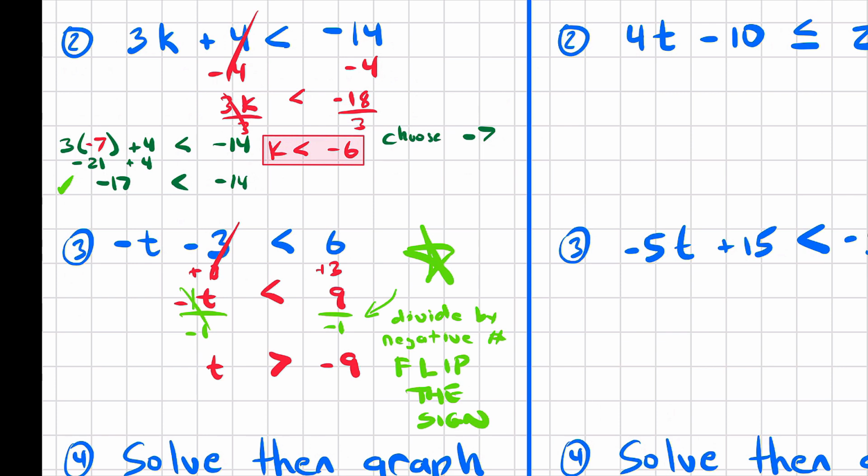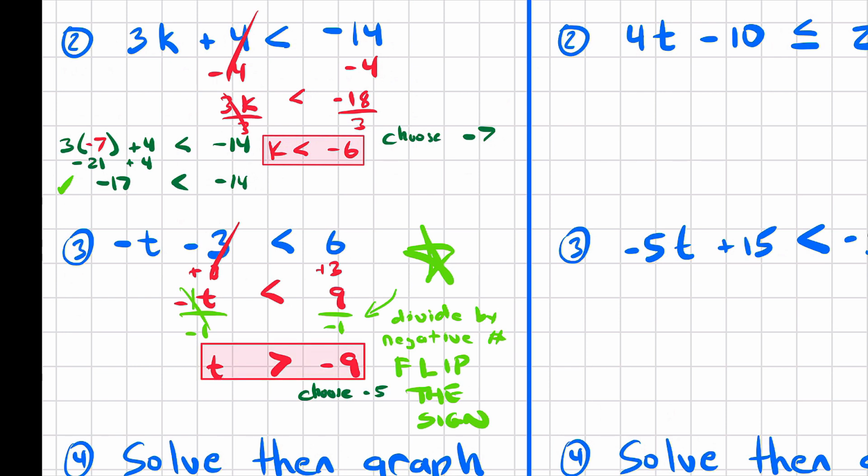Well, let's take a look at verifying this question. So it says t is greater than negative 9. So what is a number greater than negative 9? I will choose a number that is greater than negative 9. I will choose negative 5. Okay, and I'm just going to pop a box around this so I don't lose it.